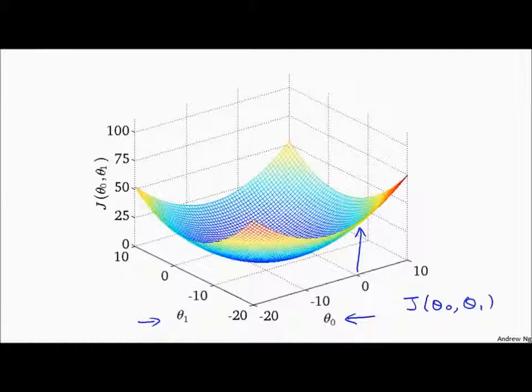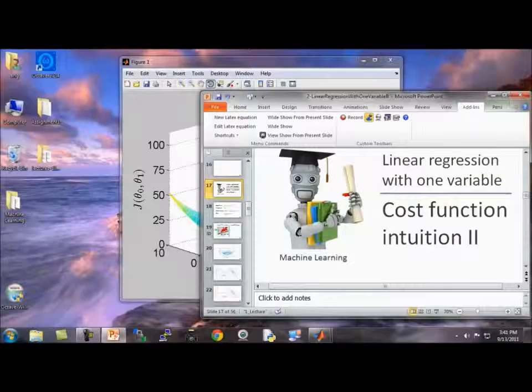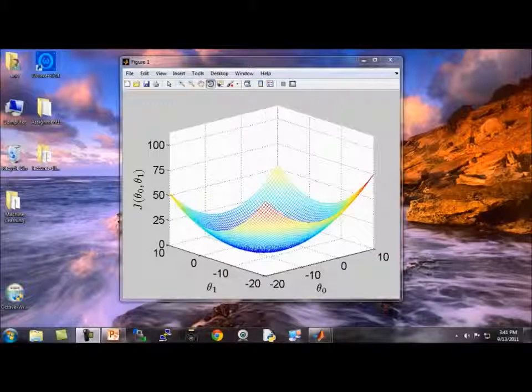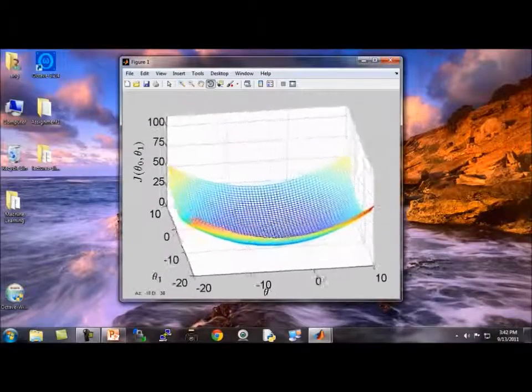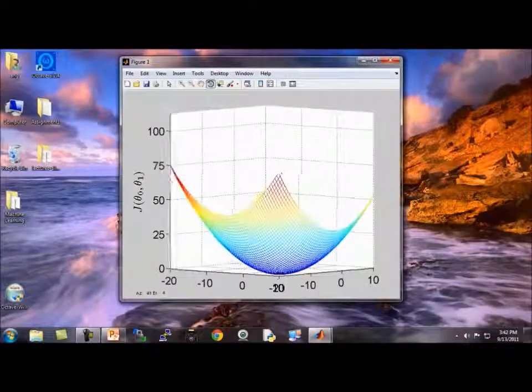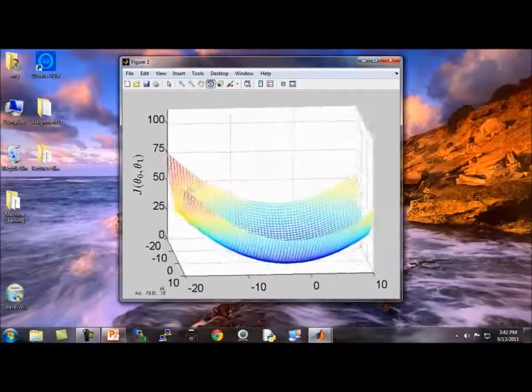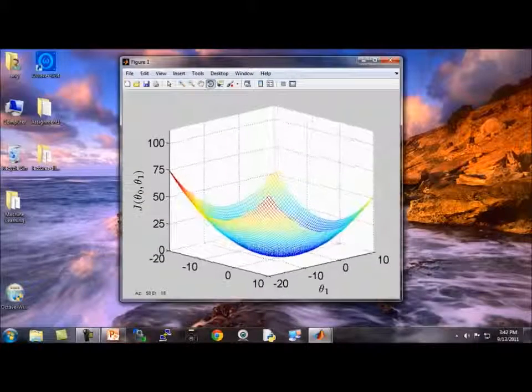And the height of this surface above a particular point of theta 0, theta 1, that's the vertical axis, indicates the value of J of theta 0 comma theta 1. And you can see it has this bow-like shape. Let me show you the same plot in 3D. So here's the same figure in 3D with axes theta 0, theta 1, and vertical axis J of theta 0, theta 1. If I rotate this plot around, you get a sense, I hope, of this bow-shaped surface. That's what the cost function J looks like.